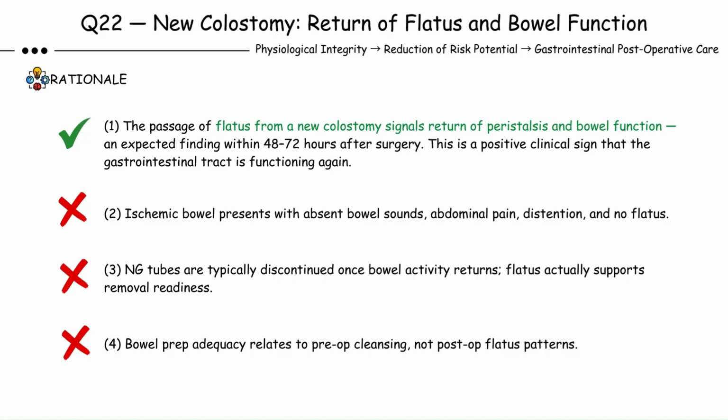Option 4, inadequate preoperative bowel preparation. Bowel prep relates to how clean the bowel was before surgery. Post-op flatus has nothing to do with that. It reflects current motility, not prep quality.